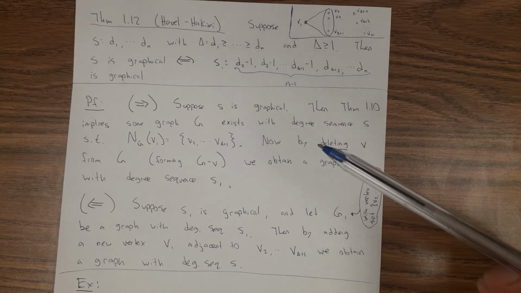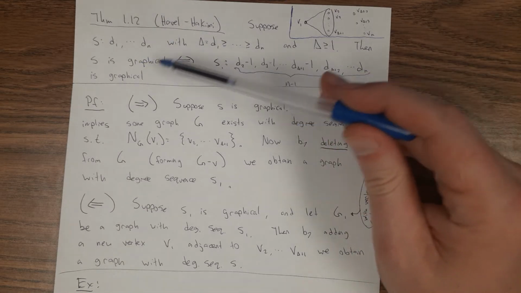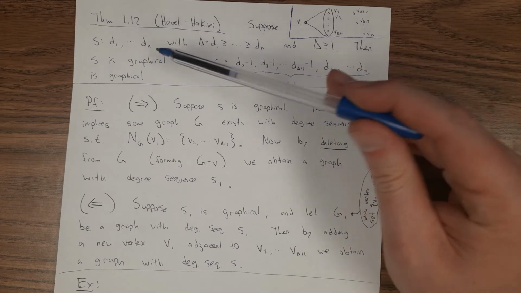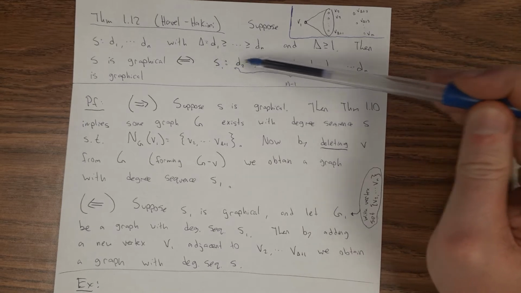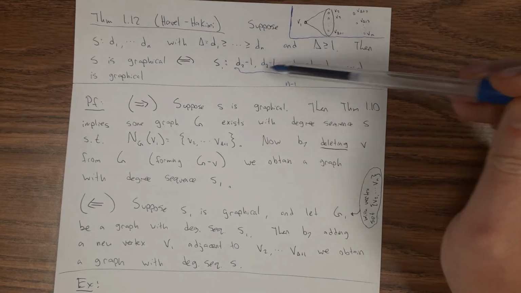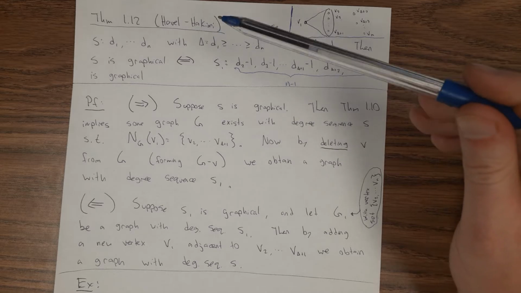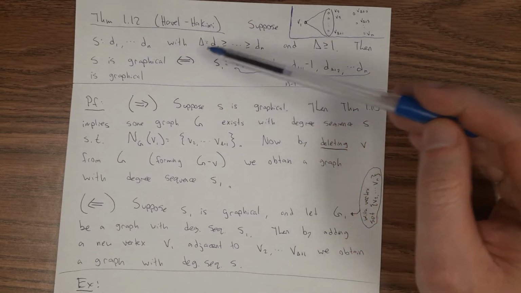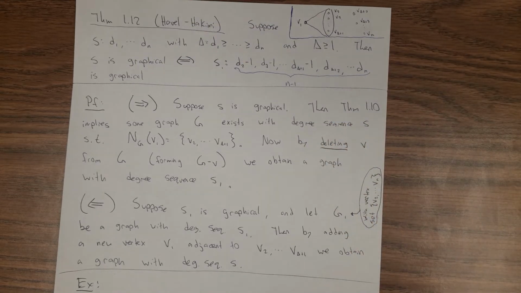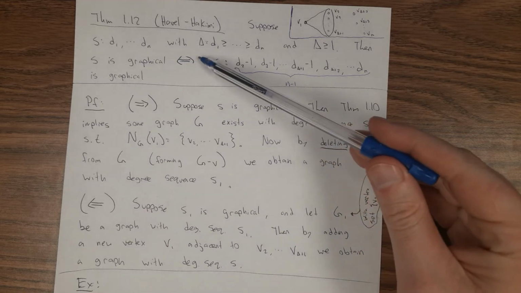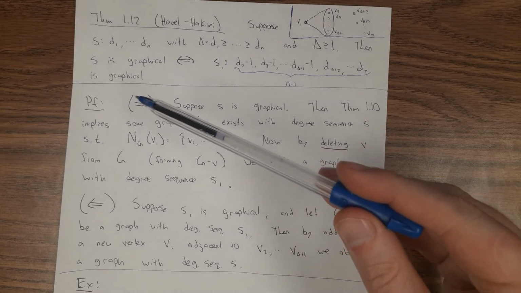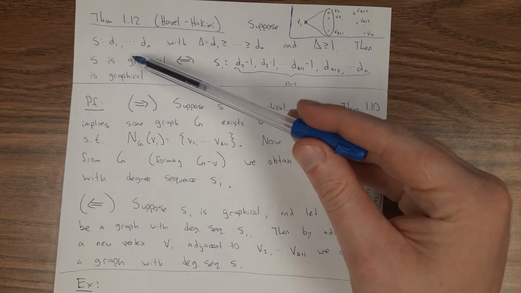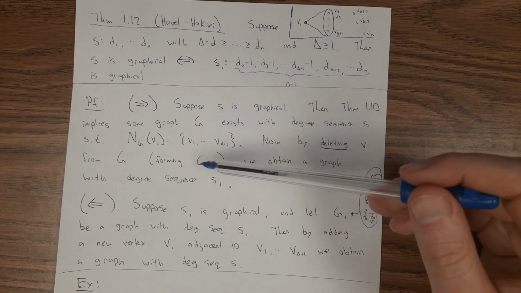This is an if and only if statement. Basically, it just says that as long as we understand what S is, that it's this degree sequence, and we understand what S sub 1 is, it's this other degree sequence. The theorem is really just saying that S is graphical if and only if S1 is graphical. So there's two directions to prove. I'm going to prove the forward direction first, meaning that I'm going to show that if S is graphical, then S1 is graphical.